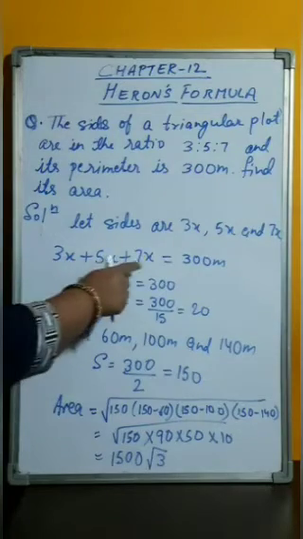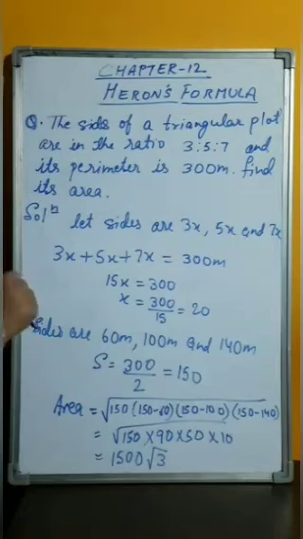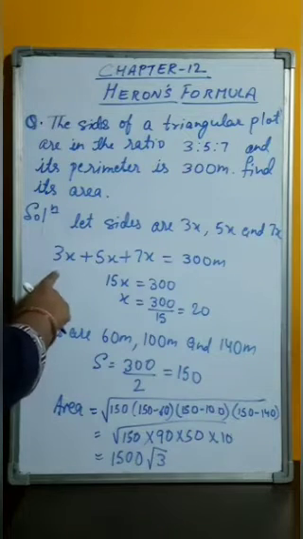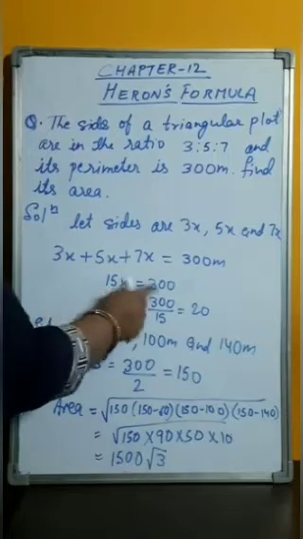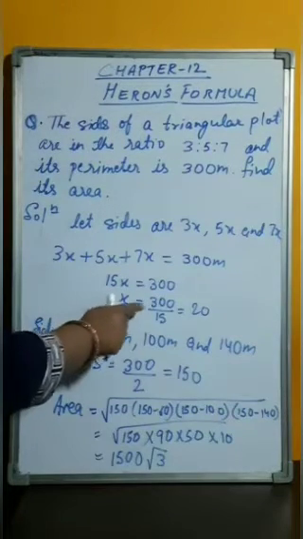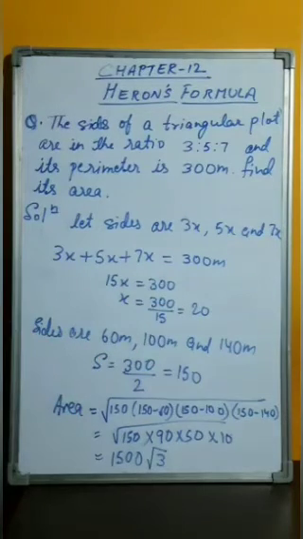So the sum of all three sides will be 300 meter, because it is given that the perimeter is equal to 300 meter. The sides are 3x, 5x, 7x. When you add, you will have 15x. It is coming 300. So x is equal to 300 by 15. So the x value is coming 20.